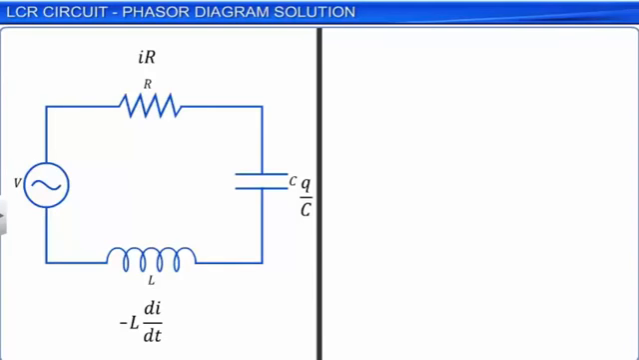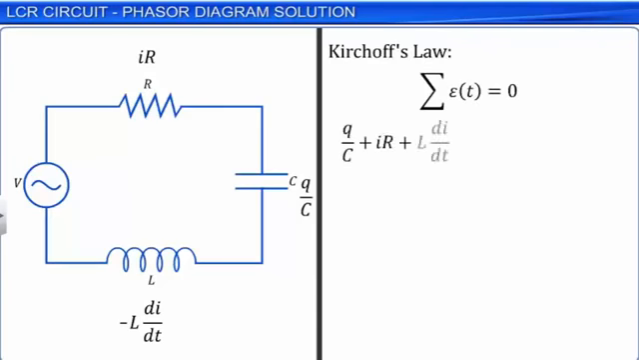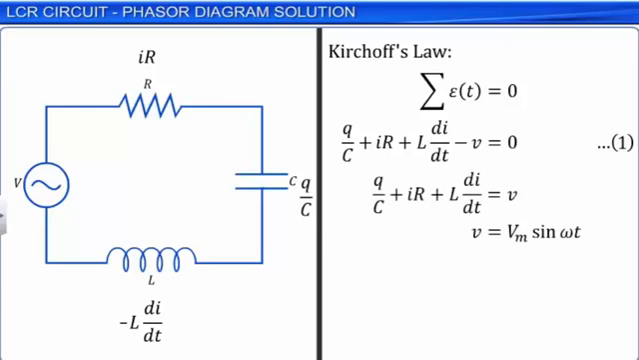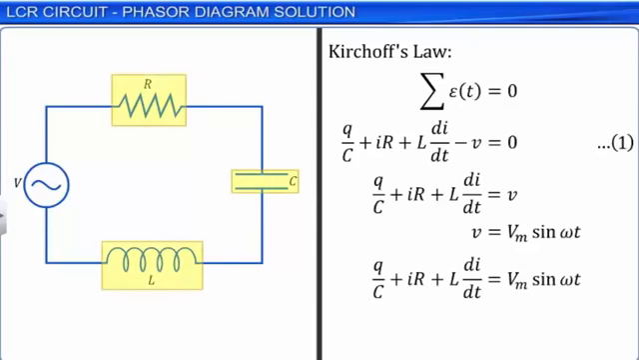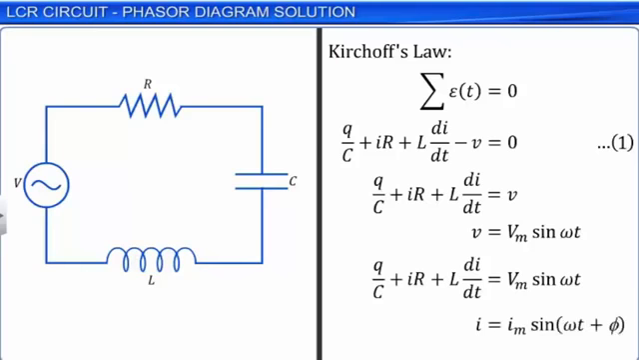Applying Kirchhoff's loop rule to this circuit, we get Q by C plus IR plus L dI by dt minus V equal to 0. Let this be equation 1. Since V is equal to Vm sin omega t, we get Q by C plus IR plus L dI by dt is equal to Vm sin omega t. As we know that the three circuit elements are in series, thus the current I through them is the same. Thus, we have I is equal to Im sin(omega t plus phi), where Im is the amplitude of the AC current in the circuit, omega is the angular frequency, and phi is the phase difference.